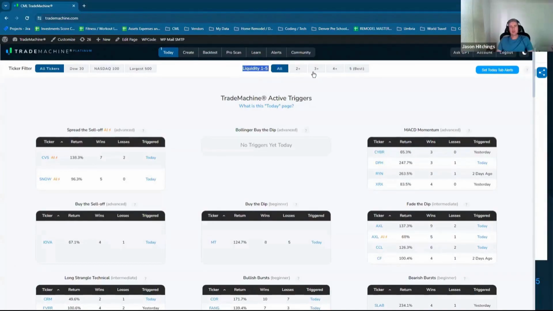This liquidity filter on the Today tab, if you don't see it right now, we are going to make some version of it available to all users. Probably just an on-off version, so not quite as much granularity, but at least you can jump straight to the 3+, meaning you'll get rid of the most illiquid names. But we do release to the Platinum users first because they're our longest lasting users and they give us great feedback. So that was a good thing to mention.